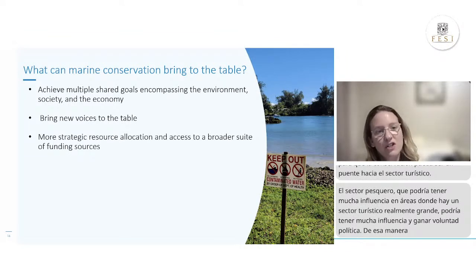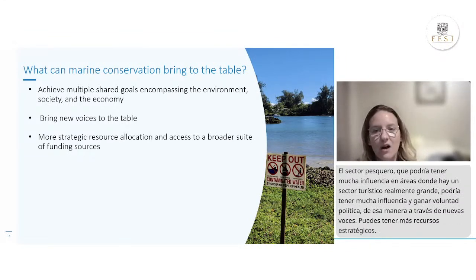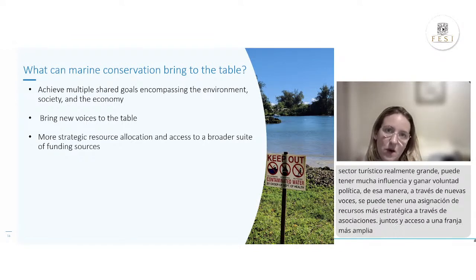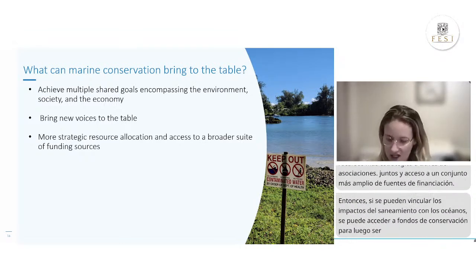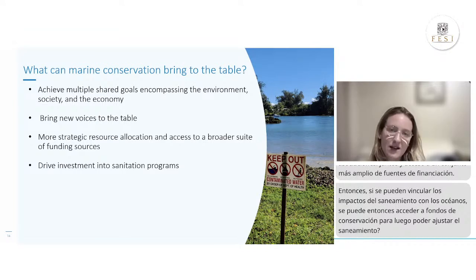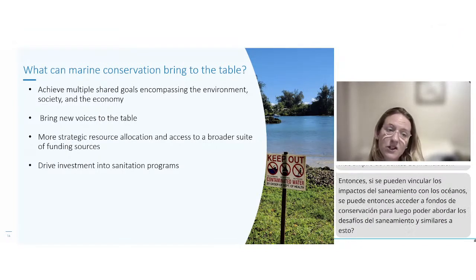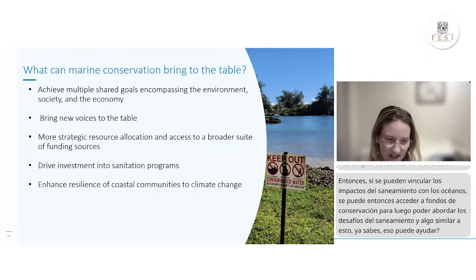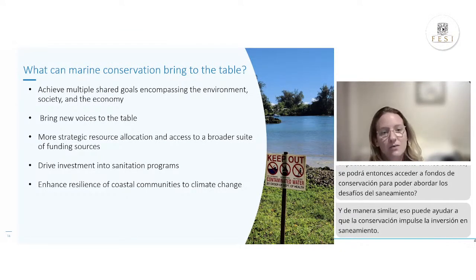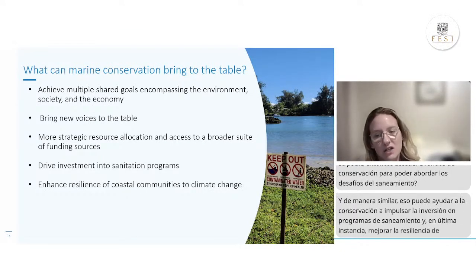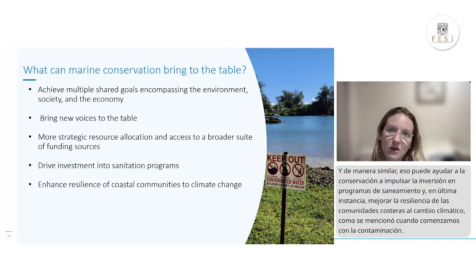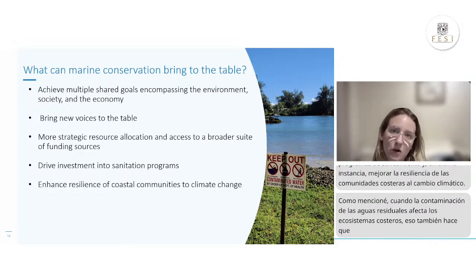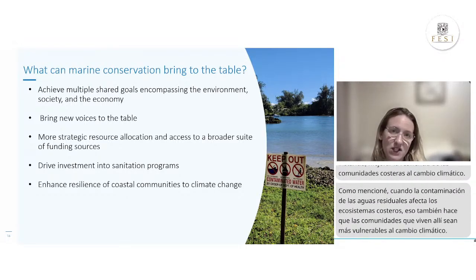You could have more strategic resource allocation through partnering together, and access to a broader suite of funding sources. If you can link the impacts of sanitation to oceans, can you then access conservation funding to address sanitation challenges? Similarly, that can help conservation drive investment into sanitation programs, and ultimately enhance the resilience of coastal communities to climate change. As I mentioned, when wastewater pollution impacts coastal ecosystems, that also makes the communities living there more vulnerable to climate change and puts their sanitation systems at risk.